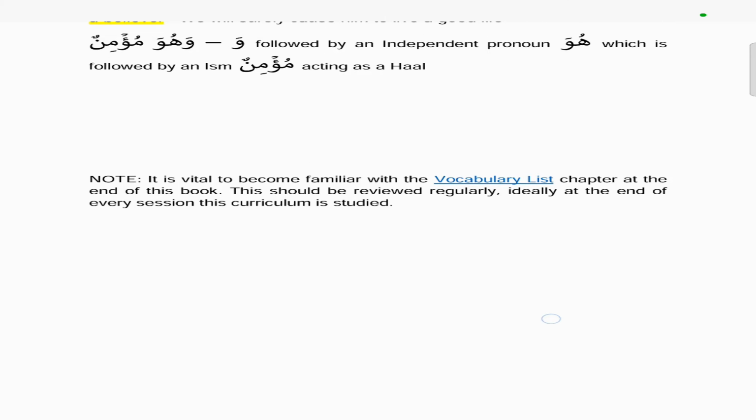So as per usual, at the end of every chapter, we always advise to take a look at the vocabulary chapter at the end and become familiar with those words. Ideally, at the end of every session, this curriculum is studied so that your Arabic grammar knowledge increases with your vocab knowledge, inshallah.